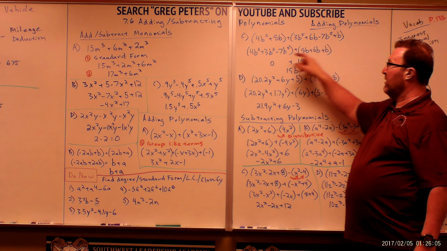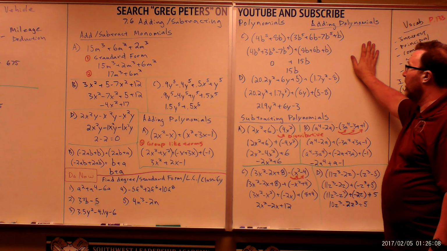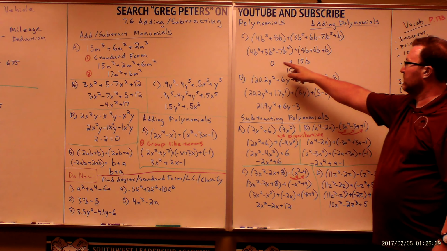What is 4 plus 3? 7. Minus 7. 0. Okay, so none of this matters, right? Now we're going to focus on this. 8 plus 6 plus 1. 15. Yep, so we're done, 15b. All this simplified to 15b.